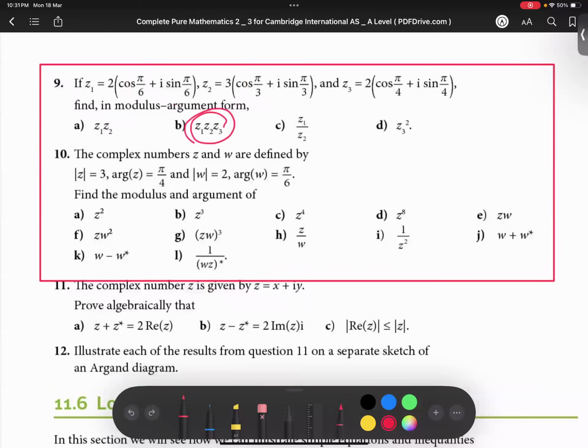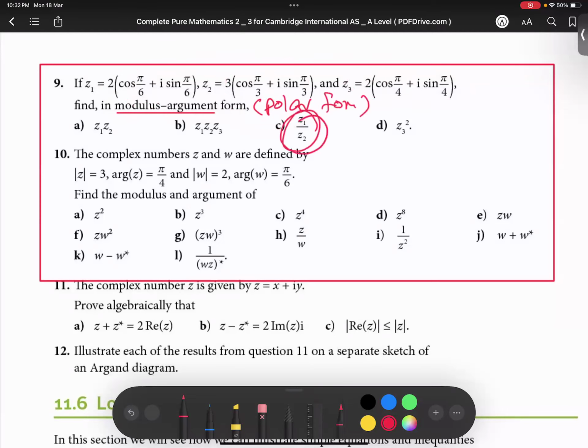What about this Z1, Z2, Z3? All 3 moduli will multiply. Alhamdulillah, easy. But how to find the argument? This argument plus this argument plus this argument. But he said convert into modulus argument form. It is also called polar form. Let me help you. Modulus argument form is also called polar form because he gave us 3 polar forms on the top. I believe you got my point. So you have to convert into polar form.